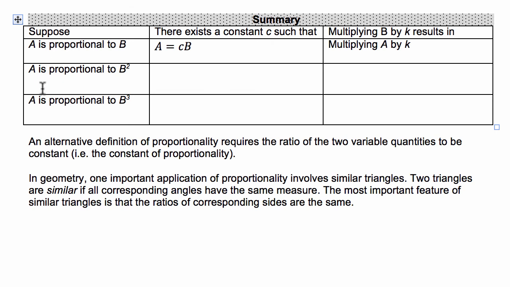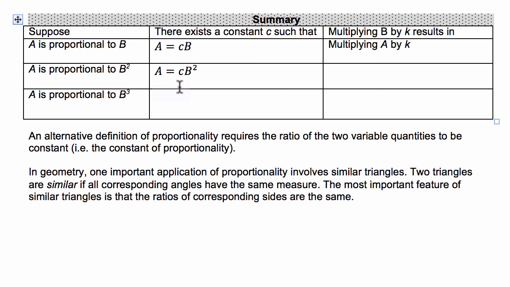Next, if variable quantity A is proportional to variable quantity B squared, then there exists a constant C such that A equals C times B squared. This time, multiplying B by K results in multiplying A by K squared. We saw this in example 7. When we doubled the radius, the area of the circle quadrupled.